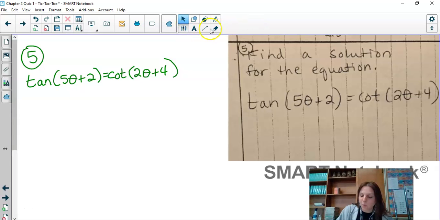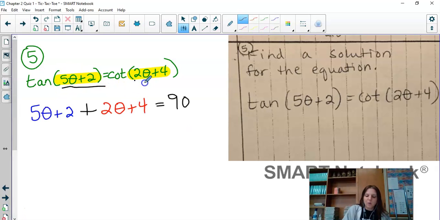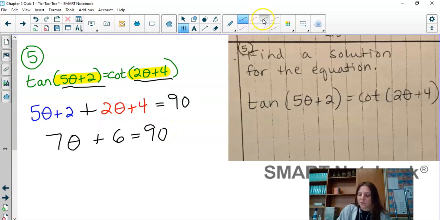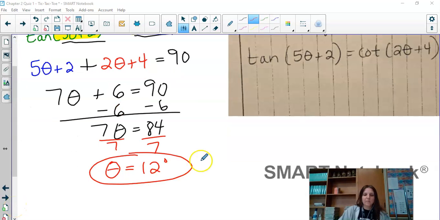So when we did these equations, what we did was we took the angles of each and we said that these two angles will add up to 90 degrees. So I'm going to write 5 theta plus 2 theta plus 4 equals 90. Once I have that done, I'm going to go ahead and combine my like terms and solve the equation. So this is just a two-step equation. So 7 theta equals 84, and divide by 7 so you can get the value of theta. And in this case, theta equals 12 degrees.